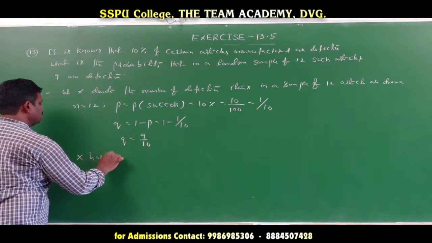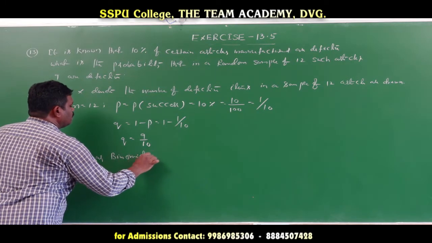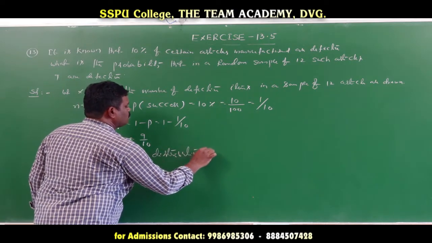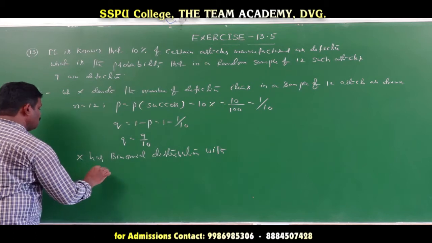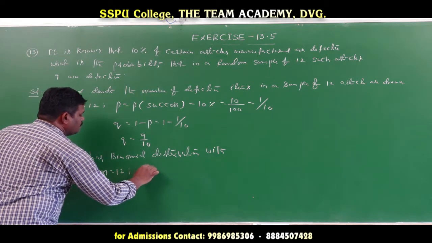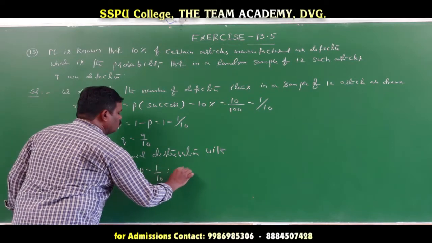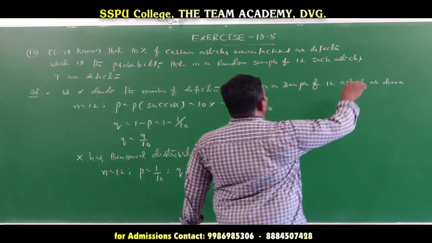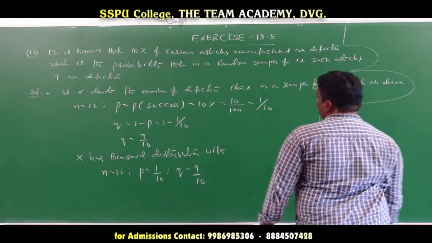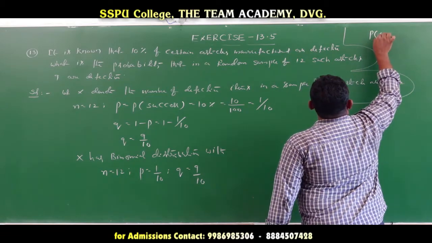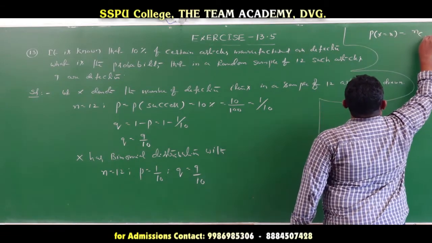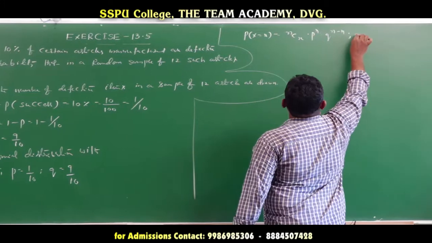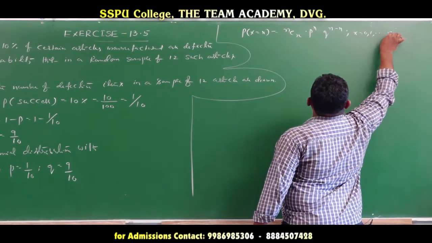X has a binomial distribution with parameters N is equal to 12, P is equal to 1 by 10, Q is equal to 9 by 10. Now the binomial distribution formula: probability of X is equal to X is NCX into P power X into Q power N minus X, where X is equal to 0, 1, 2 and so on up to N.